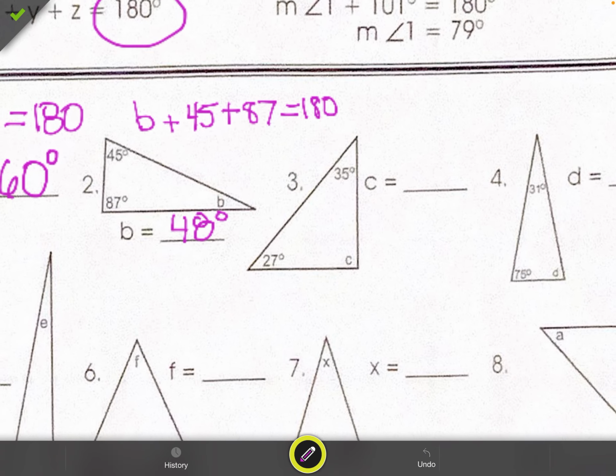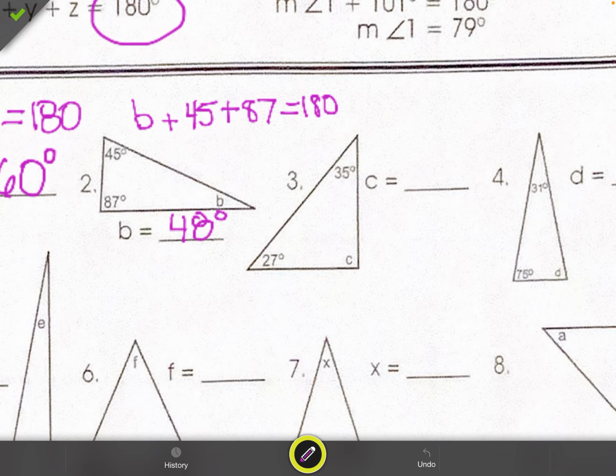All right, so set up our equation for number three. And again, we need to see your equation. We don't want to just have your answers. If you give us a paper with just answers, we're going to send you back and ask you to show us the equation. So first angle, C, plus second angle, plus third angle equals 180. So C plus 35 plus 27 equals 180.